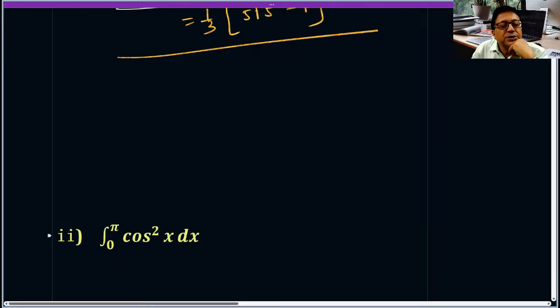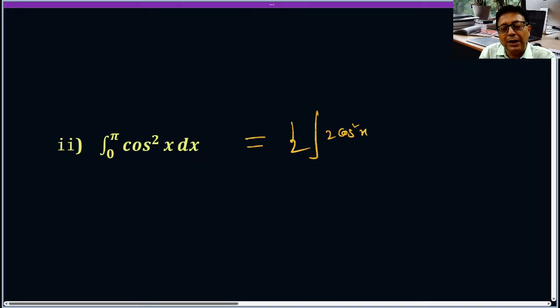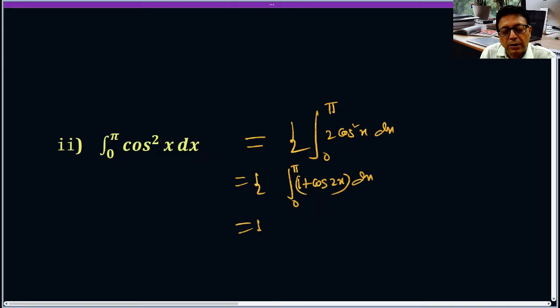Before I do it here, this one: 0 to pi cos square x dx. Everyone knows how to integrate. How to? Multiply by 2 and divide also. 2 cos square x you know, 1 plus cos 2x dx. Put upper limit pi plus cos 2 pi and then lower limit.